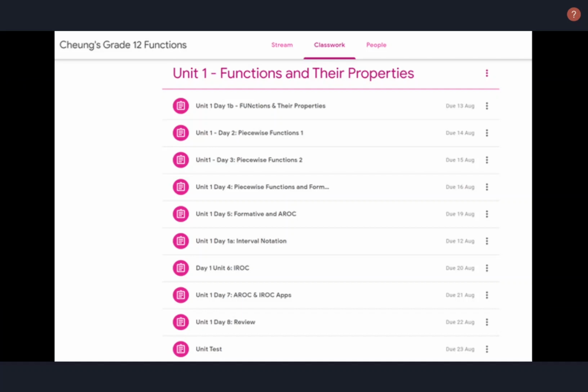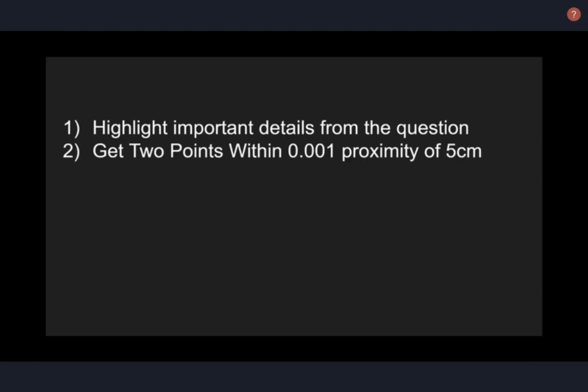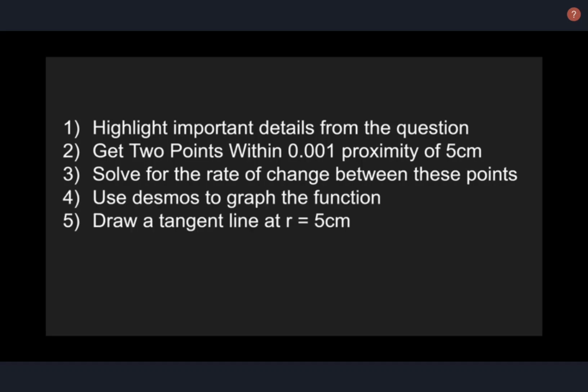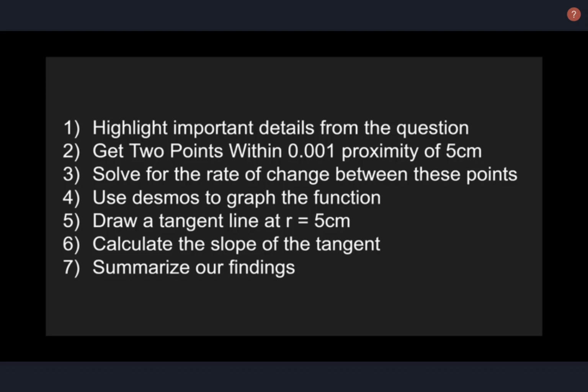The question here is related directly to the unit Functions and Their Properties, Lesson 6, talking about instantaneous rate of change. To solve this problem, I have set out a list of steps. Step 1 is to highlight important details from the question. Step 2 is to get 2 points within 0.001 proximity of the point. Next, we will solve for the rate of change between these 2 points. We will then create the graph using Desmos and draw a tangent at r equals 5 centimeters. After that, we will calculate the slope of the tangent, then summarize our findings.